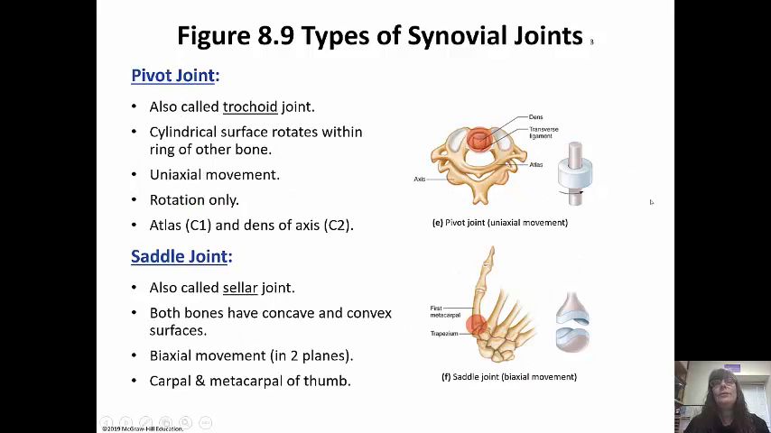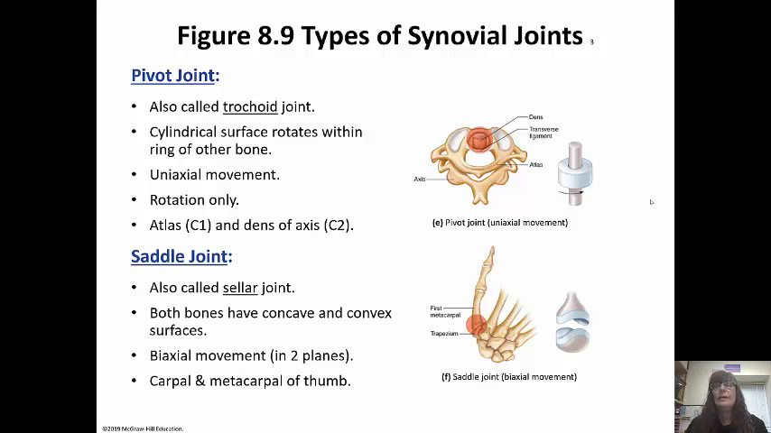The pivot joint is also called the trochoid joint. Cylindrical surfaces rotate within the ring of another bone. This only provides rotation, uniaxial movement. So the example is the atlas C1 and the dens of the axis C2. So that's what provides our head to be able to move from side to side.